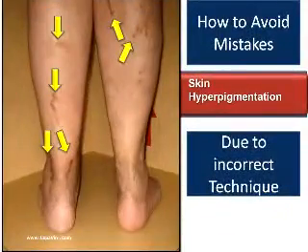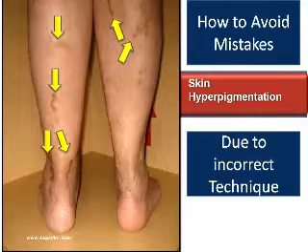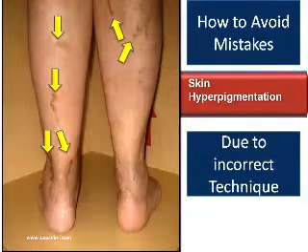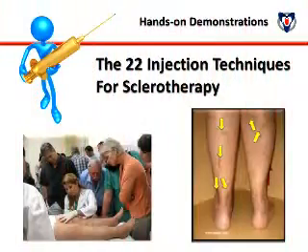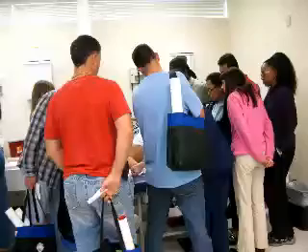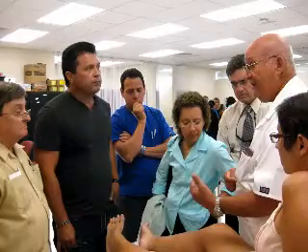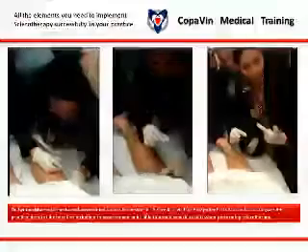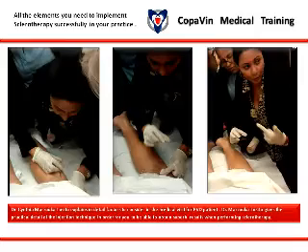This is a very comprehensive and practical seminar where you will learn how to avoid mistakes such as the one shown here. Due to an incorrect technique, learn the cause of these mistakes. Apply the 22 injection techniques and avoid these problems. You can also bring your own practice patient and perform sclerotherapy under the supervision of the professor, who can explain and correct any possible mistake that you may be committing.